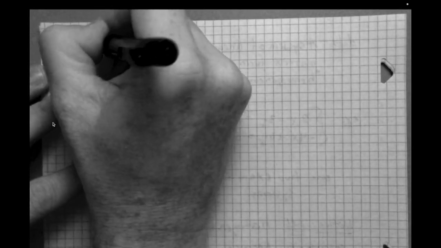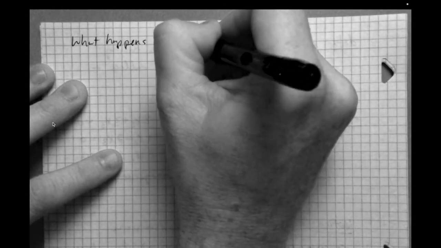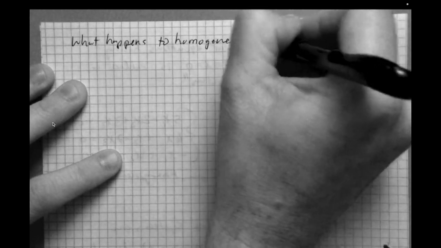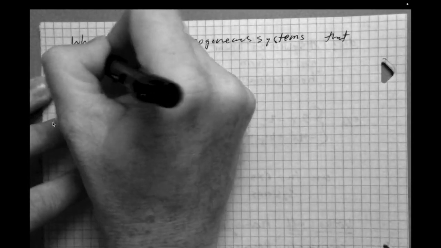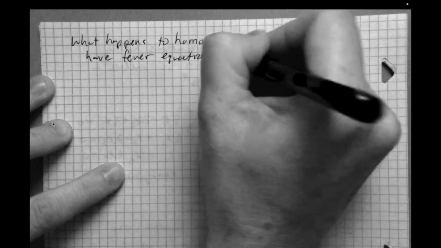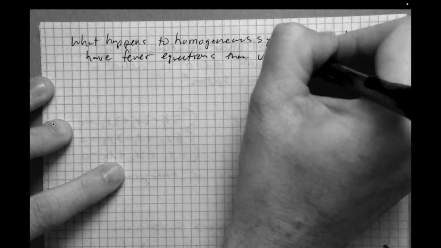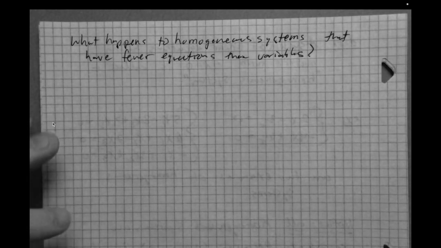Okay. What happens if we have a system that has fewer equations than it does variables? So if a system has fewer equations than it does variables, what happens to homogeneous systems that have fewer equations than variables? I feel you may be sensing that this is going to imply something about those kinds of systems. So things that look like this.